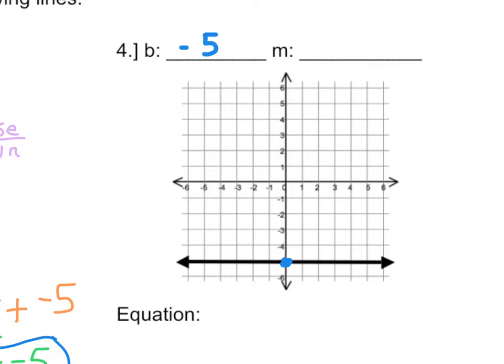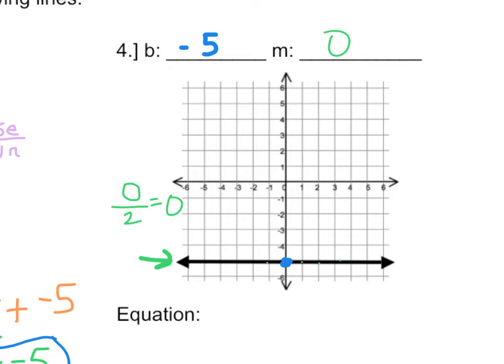Okay, now our slope is 0. Remember, a horizontal line has 0 slope. It doesn't rise any, so it rises 0. And then we could say it runs, if we wanted to put a couple points in here, we could say that it runs a few points. Anything, 0 divided by anything is 0. So our slope is 0.